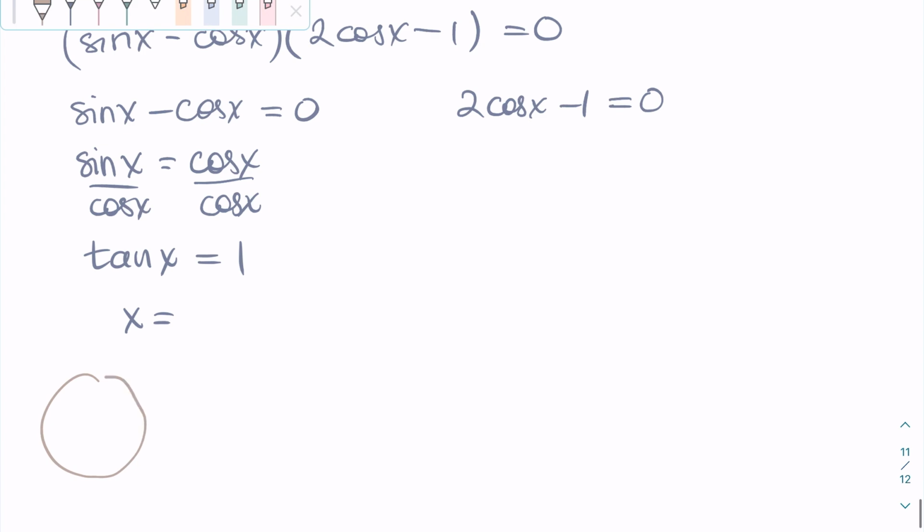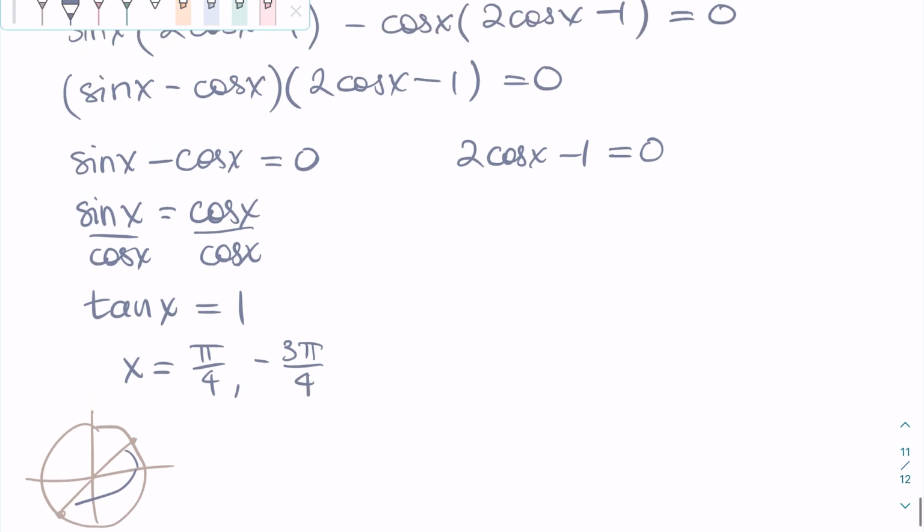I will draw the unit circle to help us figure out what x equals when tan is 1. So it's pi over 4, and it's also 5 pi over 4. However, we must remember that the domain is minus pi to pi, so the answer would be minus 3 pi over 4. Now let's talk about the second factor, which must also be equal to 0.